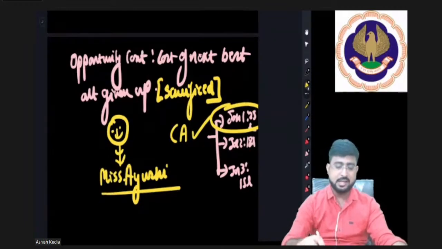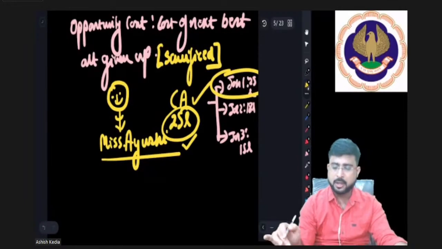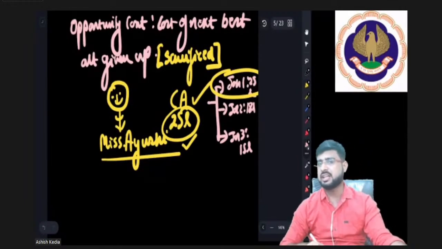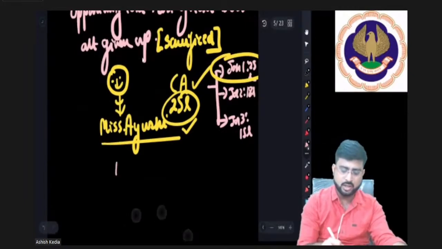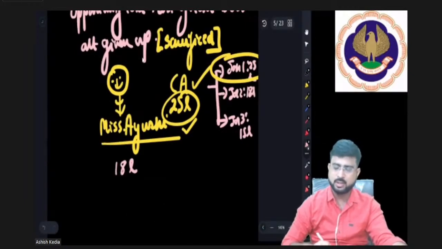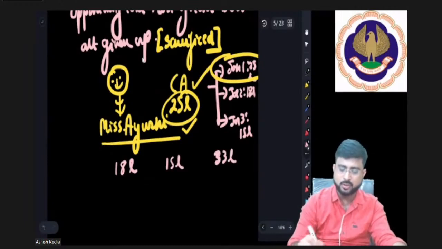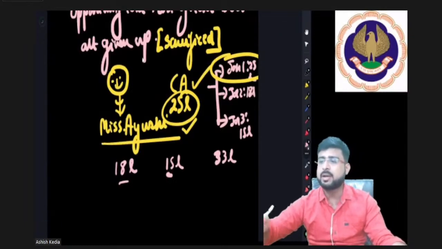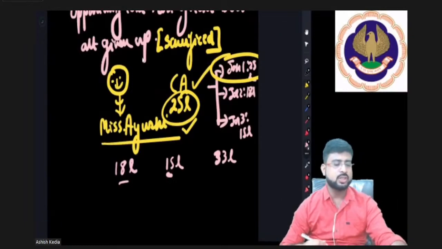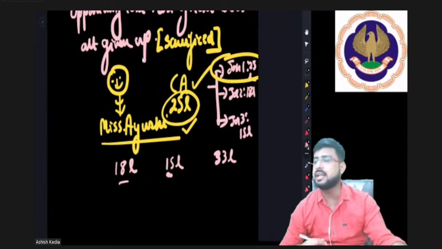Now, but pay attention. She has decided that she will do the job worth 25 lakh. But my dear friends, what is her sacrifice? I am giving you 3 options. It's an MCQ question. Her sacrifice is 18 lakh job, her sacrifice is 15 lakh job, or her sacrifice is 33 lakh rupees job, 18 plus 15. What do you think is the correct answer? Everybody write down in the chat box.